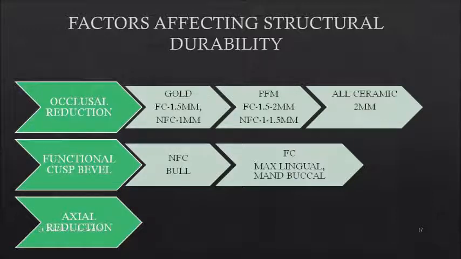The next factor that affects the durability of the restorative material is axial reduction. The axial reduction, that is the reduction of the axial walls of the preparation, should be of adequate amount. Otherwise, the restorative material will be thin in these areas, or there can be over contouring of the restoration. Both have a detrimental effect on the periodontium.